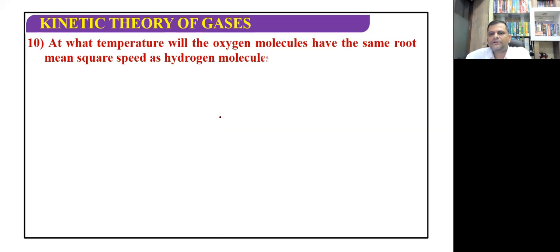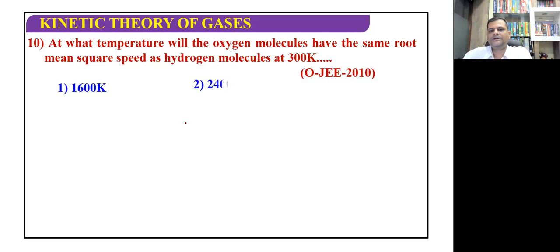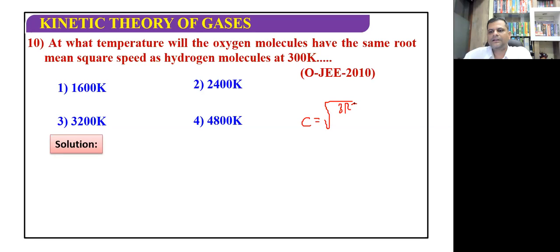At what temperature will the oxygen molecules have the same RMS velocity as the hydrogen molecules? At 300 Kelvin. Okay, तो देखो, you have to use this formula, that is C is equal to root of 3RT upon m naught once again. Here it is said that at what temperature will the oxygen molecules have the same RMS velocity as the hydrogen molecules have it at 300 Kelvin.